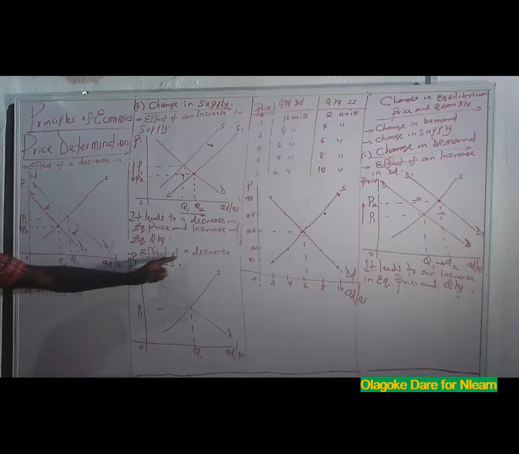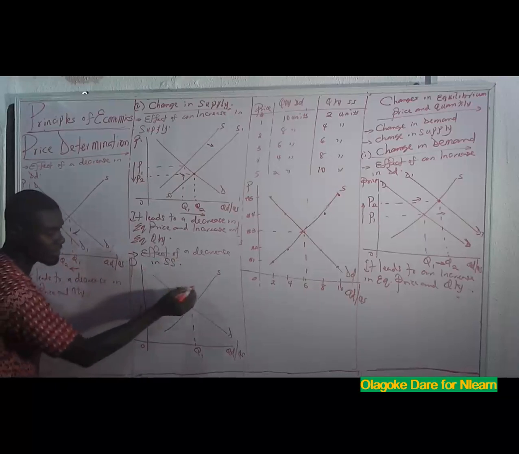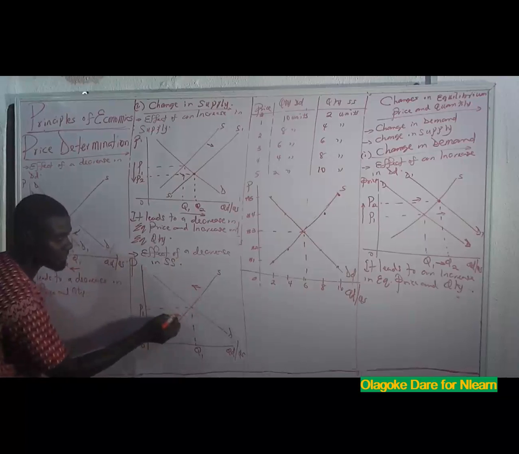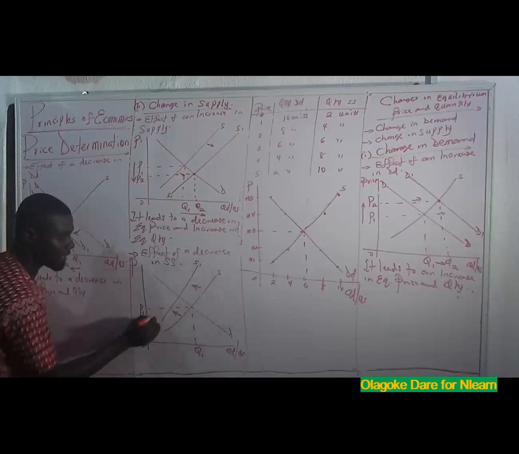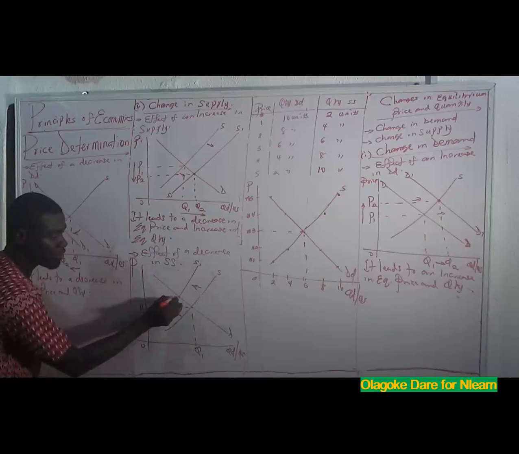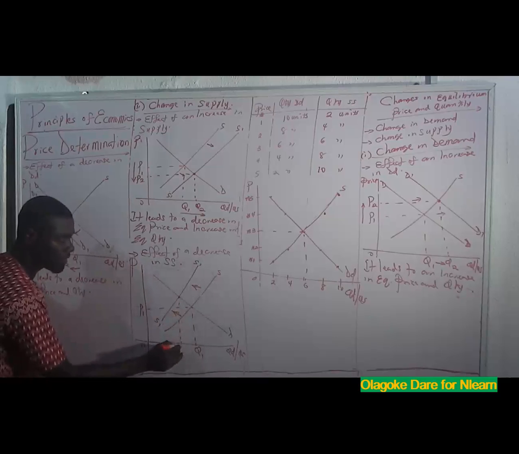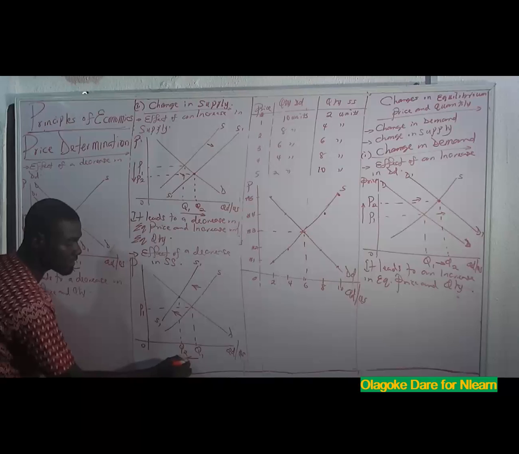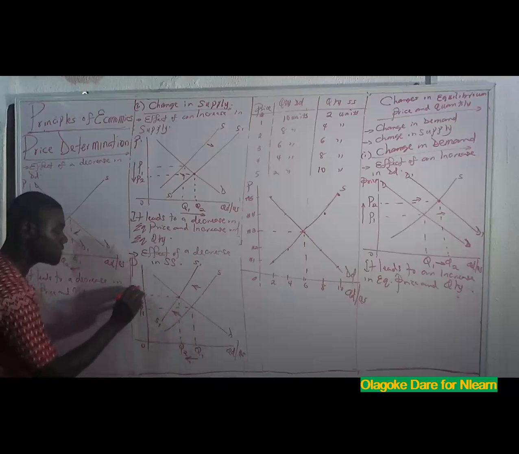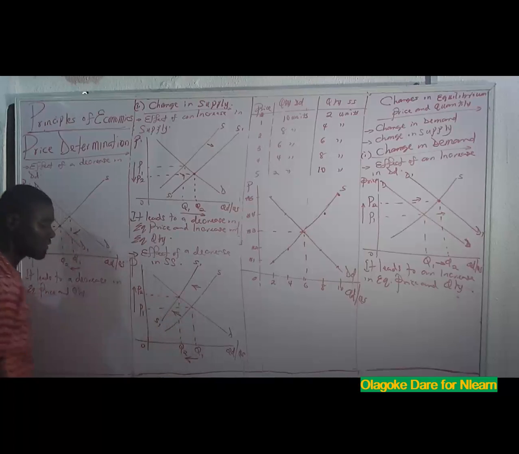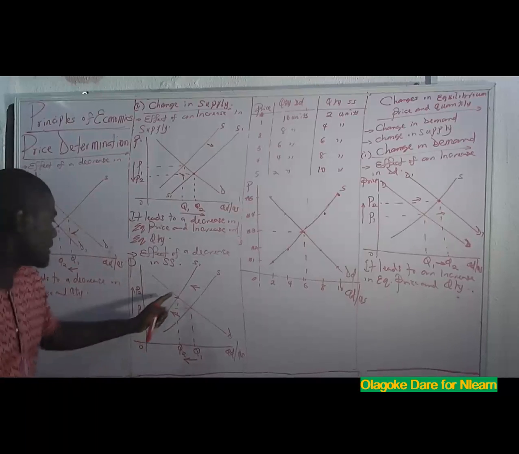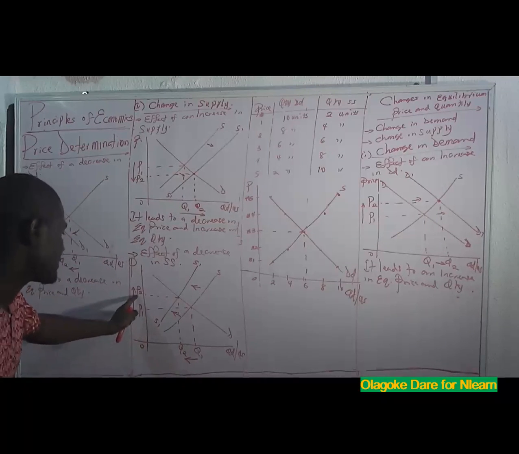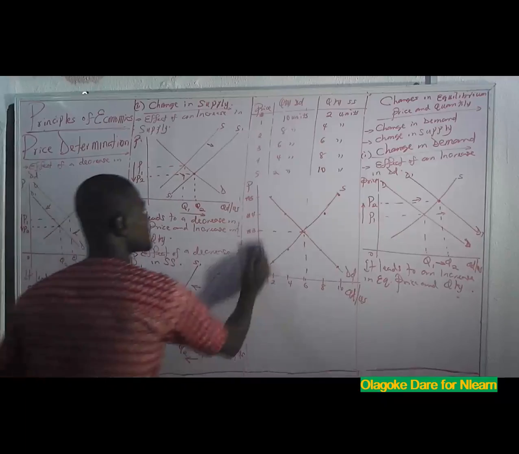So, effect of a decrease in supply. Decrease in supply is a leftward shift. If my supply shifts to the left, like this, I have a new supply. I call it S1. I have a new equilibrium point. I'll trace it down. I have Q2 decrease. I have P2 increase. So this has led to an increase in equilibrium price and a decrease in equilibrium quantity.